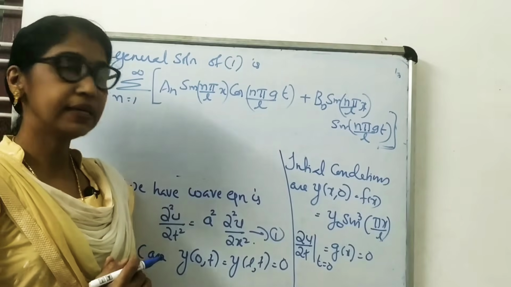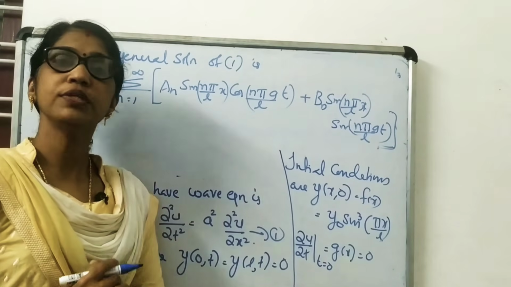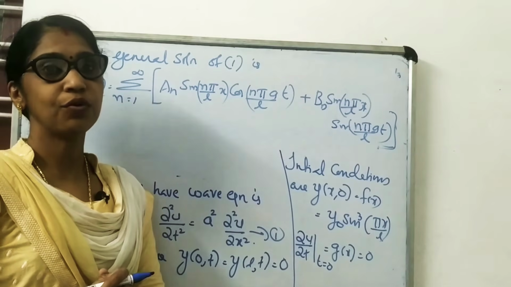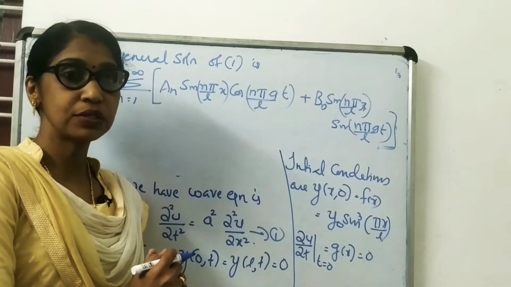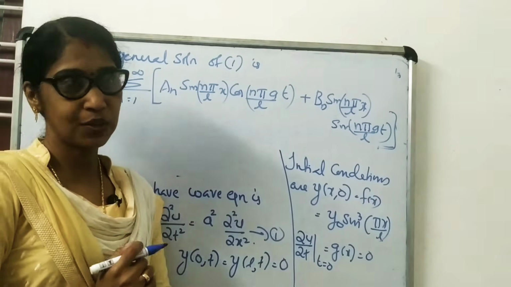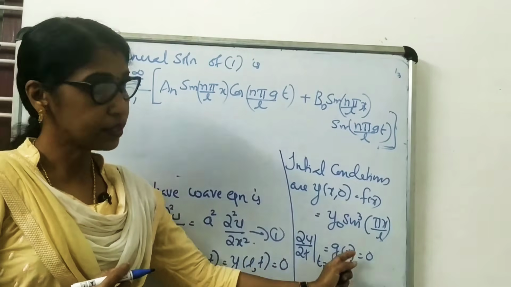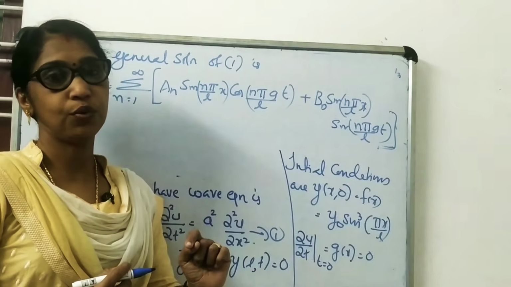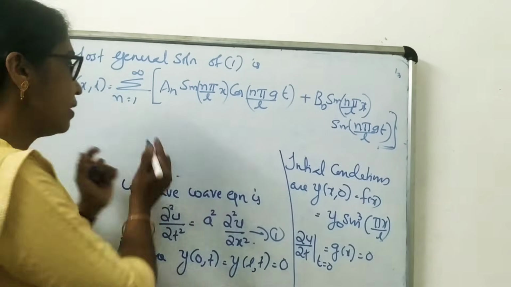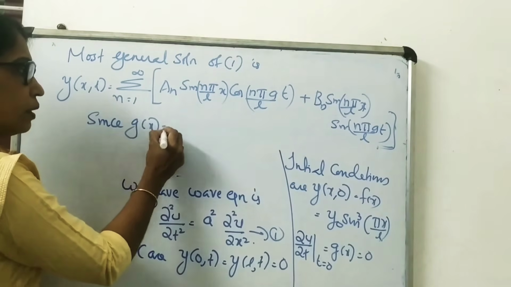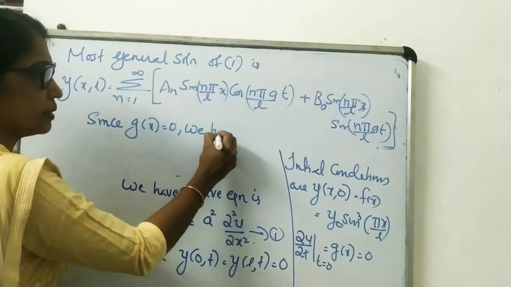But here g of x is equal to 0. Since g of x is equal to 0, we know that the coefficient b_n is equal to 0. When g of x equal to 0, b_n equal to 0. That we know. So I am writing, since g of x is equal to 0, we have b_n is equal to 0.